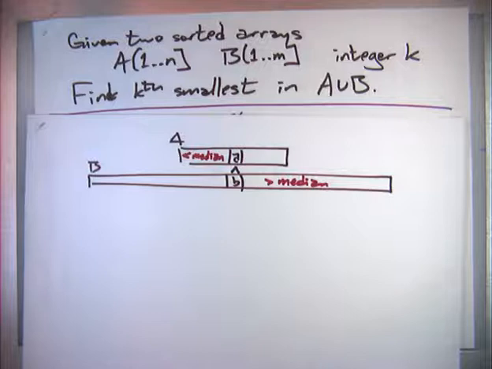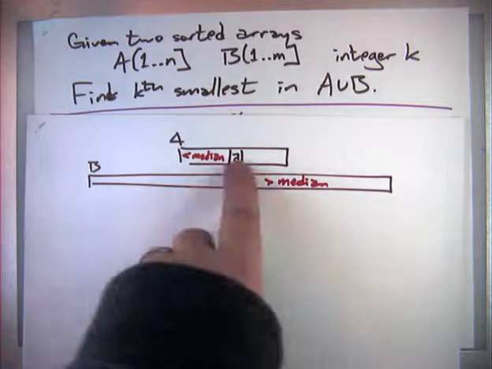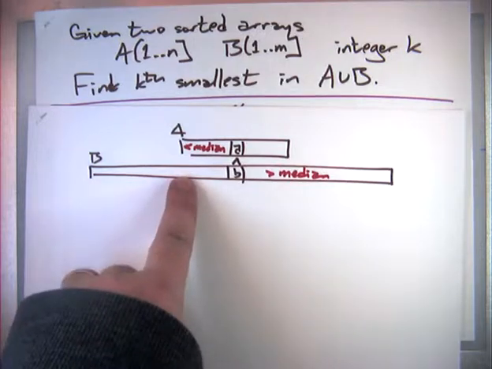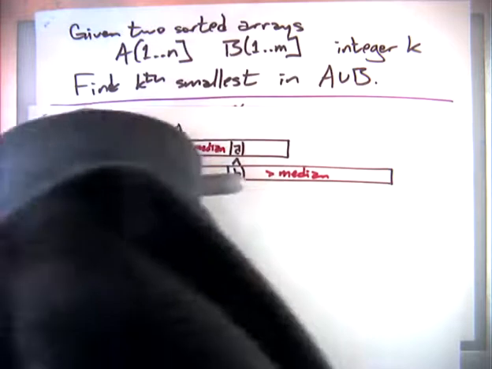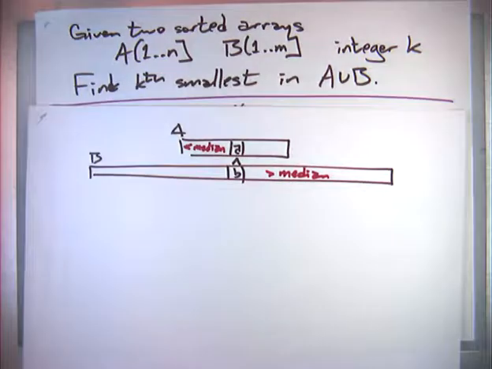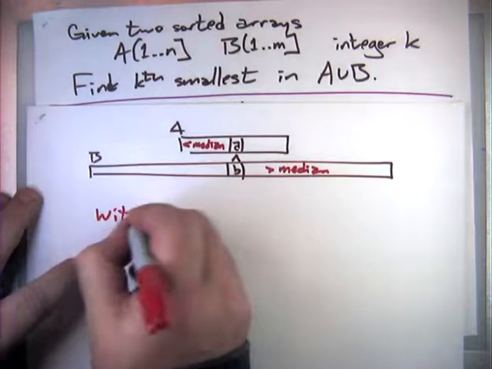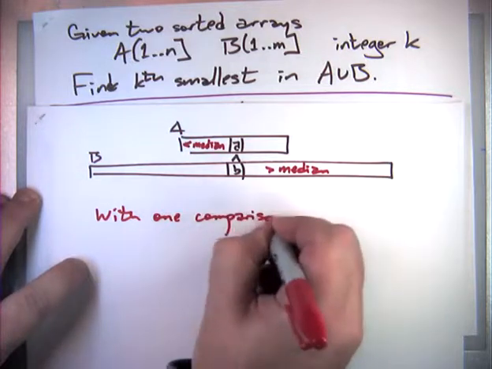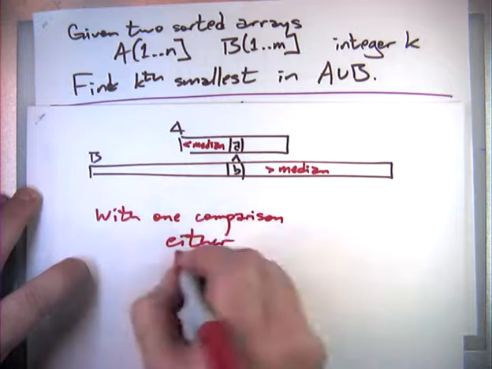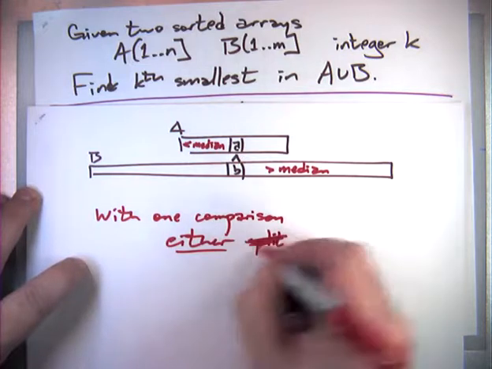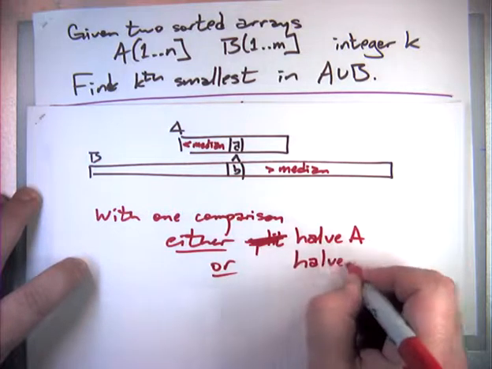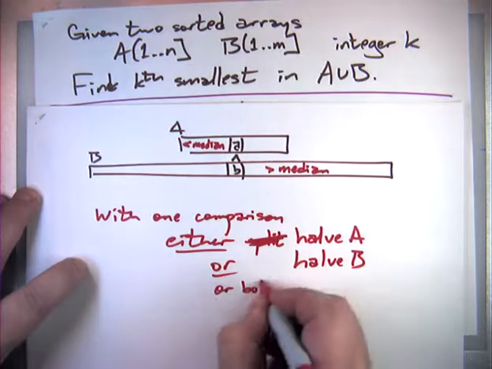No. No. No. The median of A is little a, and the median of B is little b. The median of A union B might be over here, because all of these things are actually quite small. So in any case, with one comparison, you either cut A in half, or you cut B in half, or possibly both.